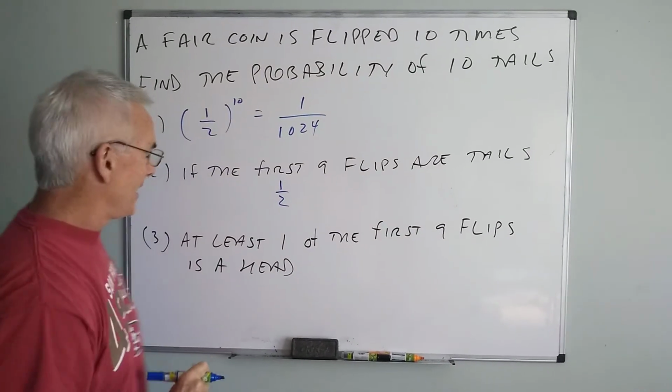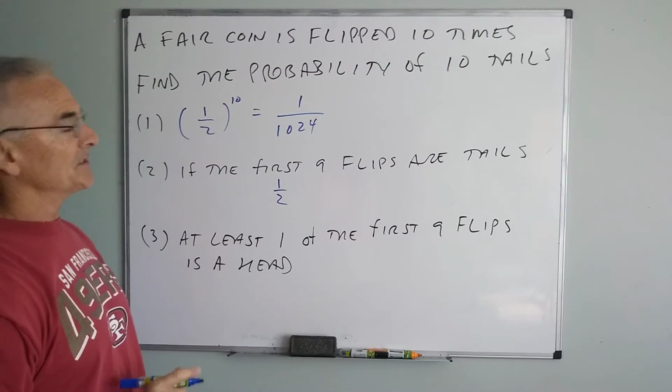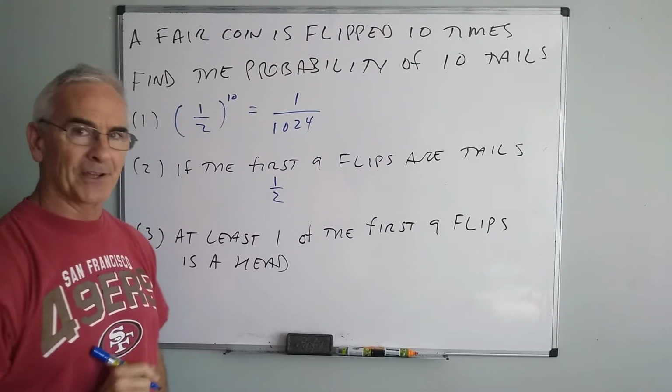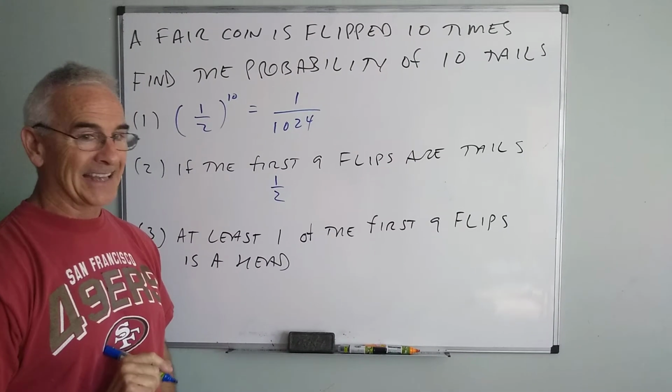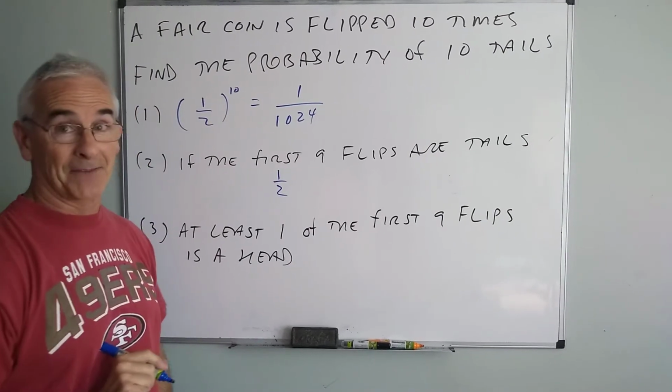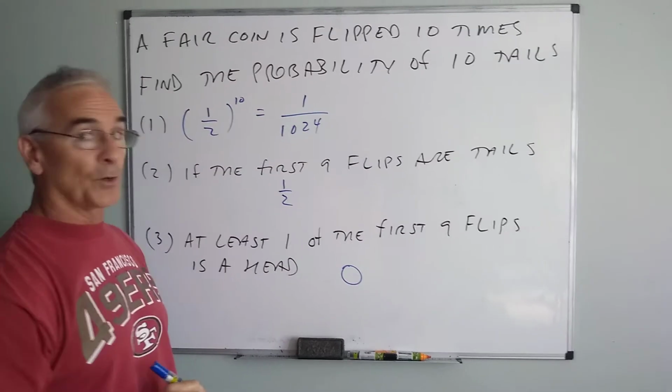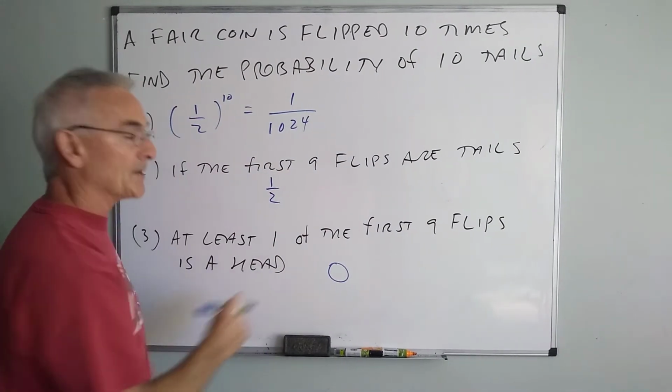Now finally, I want to know what's the probability of 10 consecutive tails if somewhere in the first 9 flips I have a head. Well, I can't get 10 consecutive tails if I have a head in there, so that probability would simply be 0. So the conditional probability on the last two had a great effect on the final answer.